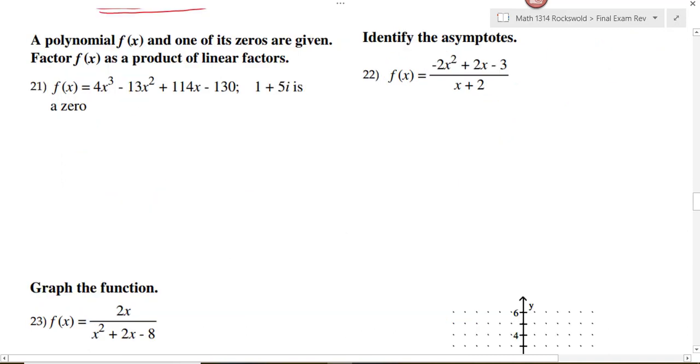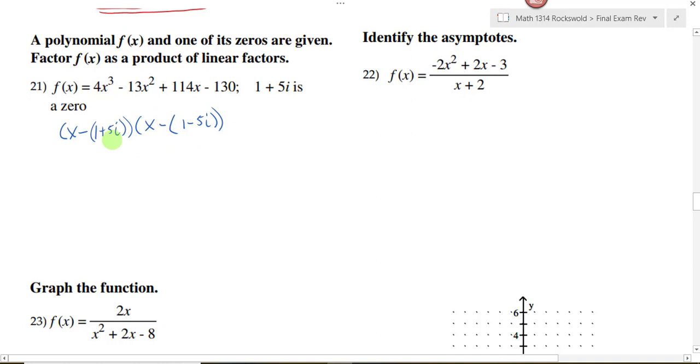Number 21, a polynomial f of x and one of its zeros are given. Factor f of x as a product of linear factors. They're giving us one of the zeros that happens to be an imaginary zero. What do we know about imaginary zeros? If 1 plus 5i is a zero, what is another zero? Imaginary zeros come in conjugate pairs.